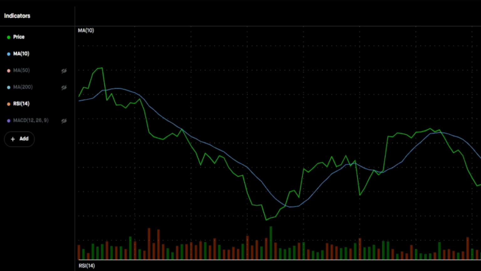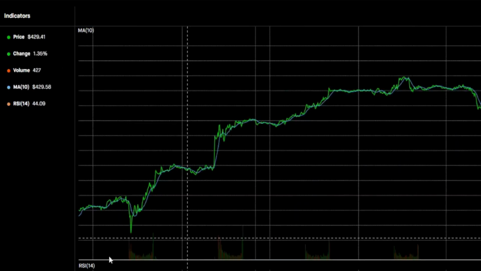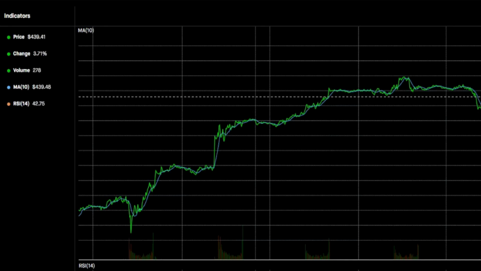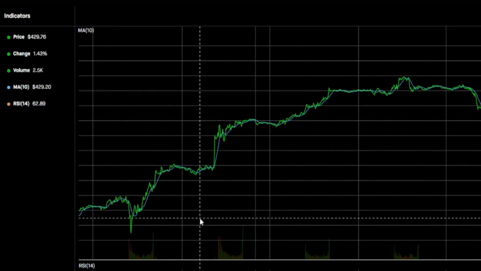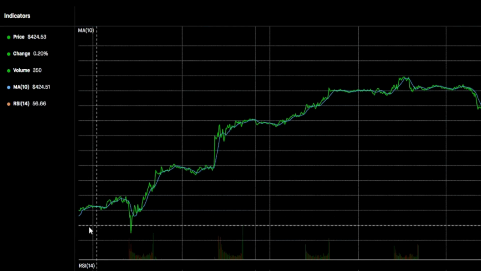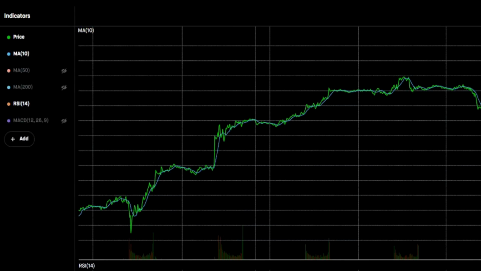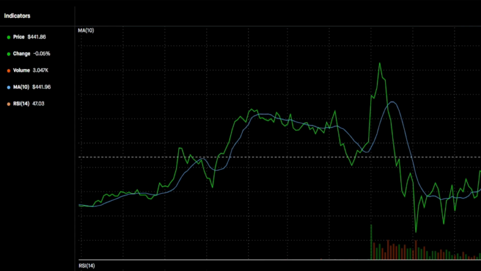Now let's take a look at the same share for a week ago. A week ago it was $423.94, and today is $441. So there's been an increase since a week ago. That should tell you the stocks are still rising. Now let's just say if I want to buy it today, what do I have to look for?